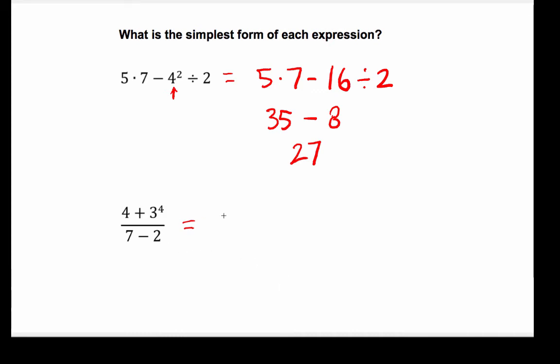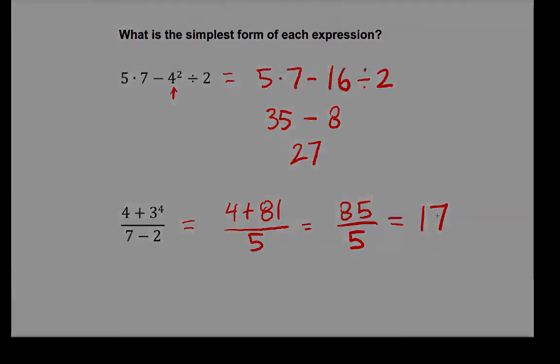Just looking at the numerator here, we've got the number 4 plus a power, 3 to the 4th. 3 to the 4th is 3 times 3 times 3 times 3, which is 81. In our denominator, 7 minus 2 is 5. So let's simplify our numerator. 4 plus 81 is 85. 85 over 5. Well, 85 is divisible by 5 because of the 5 in the ones place of 85. So we can reduce this fraction, and we're going to get a whole number answer. 85 divided by 5 is 17. So this expression has a value of 17.